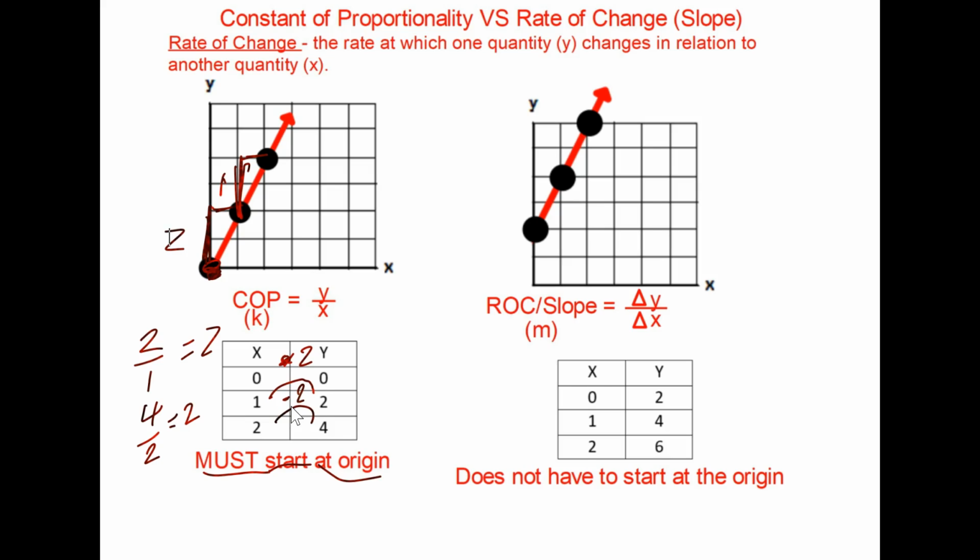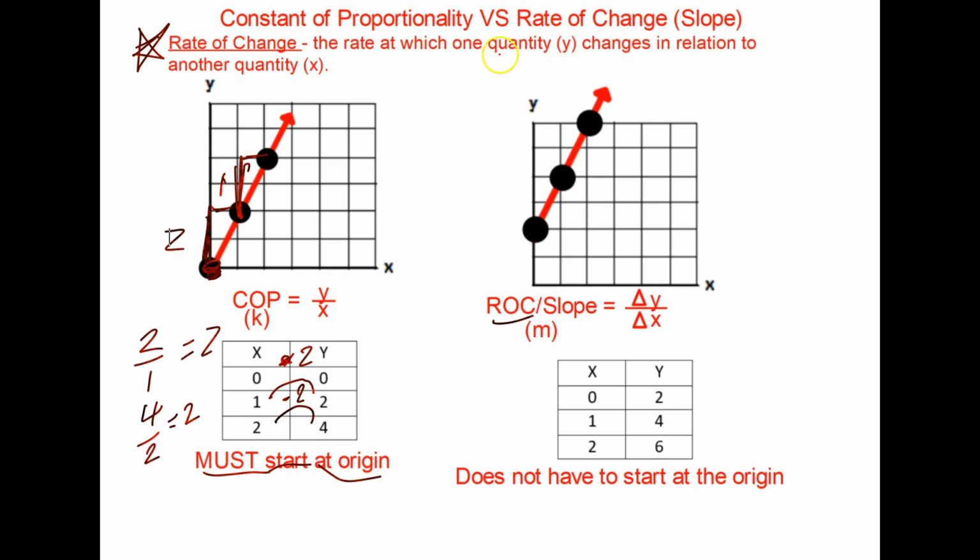You all did this over and over again last year. So we're not going to do the constant of proportionality. Instead of COP, we have ROC, which is rate of change. The rate of change is the rate at which one quantity, Y, changes in relation to another quantity, X. Rate of change doesn't necessarily have to be X and Y, but we're going to deal with X and Y because we're dealing with lines.